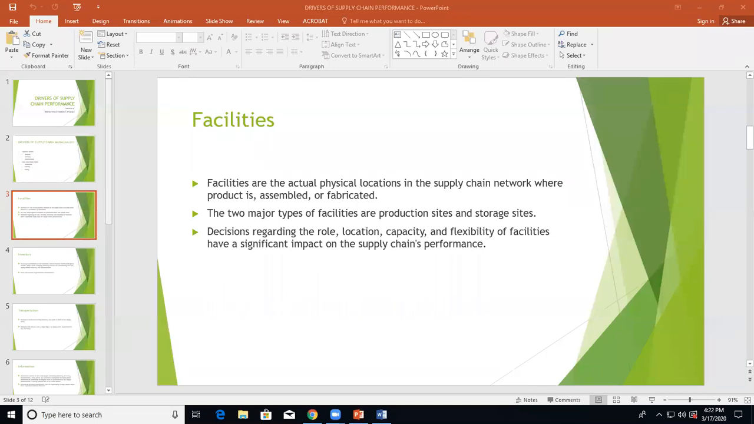How can information be communicated? One of the students is asking, how can information be communicated? You just have to wait for a while. We are going to discuss the information driver in detail.